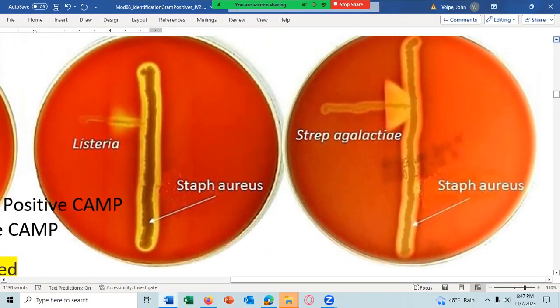And then Streptococcus agalactiae has greatly enhanced hemolysis in this region where it's grown near the Staphylococcus aureus. Right there, you can see the streak of Streptococcus, and there's the beta hemolysis around it. And right there is the greatly enhanced hemolysis. Any question about the CAMP test?